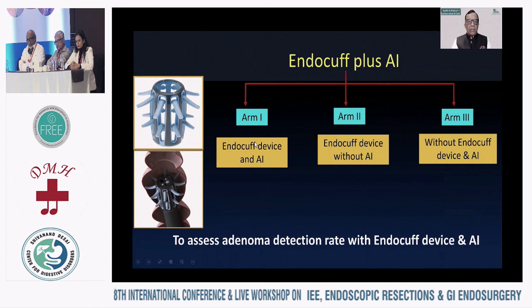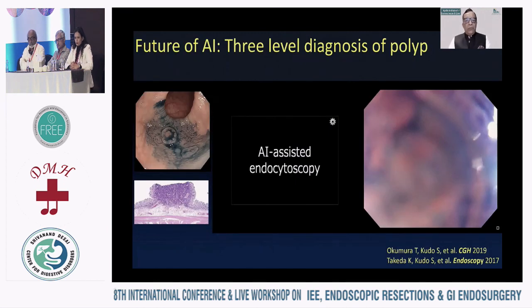So in one of the arms, we have AI with Endocuff, and the other 2 arms are only AI or only Endocuff. And we will try to find out whether we can increase the results of artificial intelligence by using Endocuff. Now, what's the future of AI?